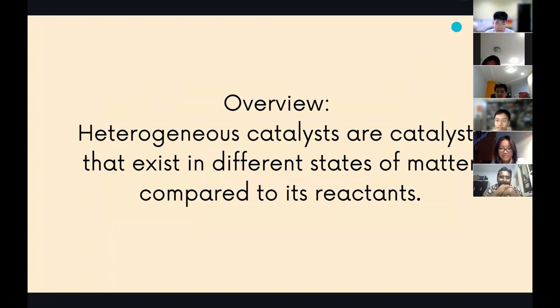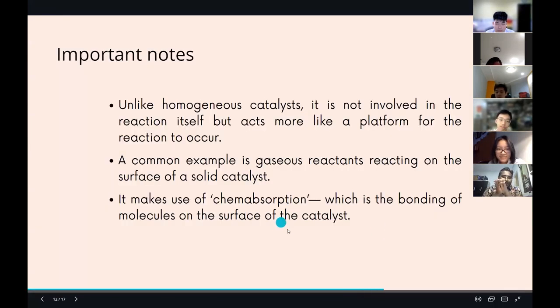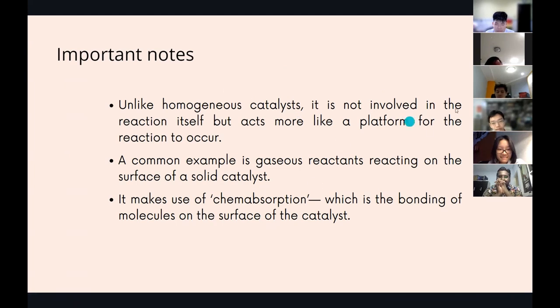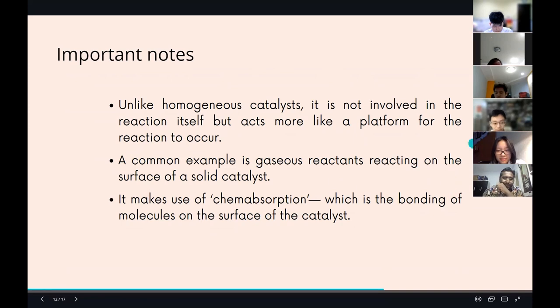This is the overview for heterogeneous catalysts. They are catalysts that exist in different states of matter compared to their reactants. Important notes include these. Unlike homogeneous catalysts, it is not involved in the reaction itself, but acts more like a platform for the reaction to occur. A common example is gaseous reactants reacting on the surface of a solid catalyst. It makes use of adsorption, which is the bonding of molecules on the surface of the catalyst.